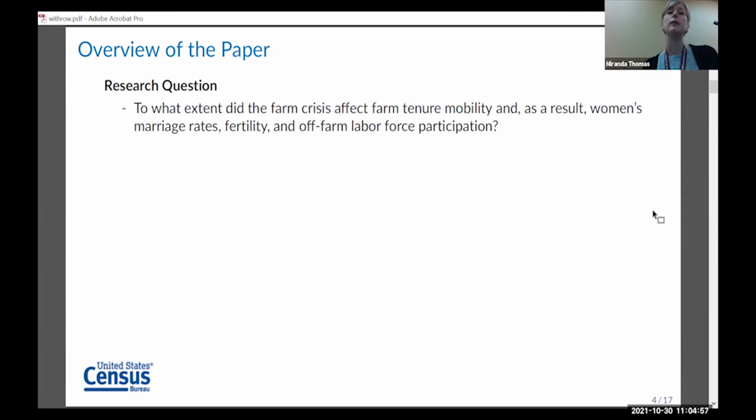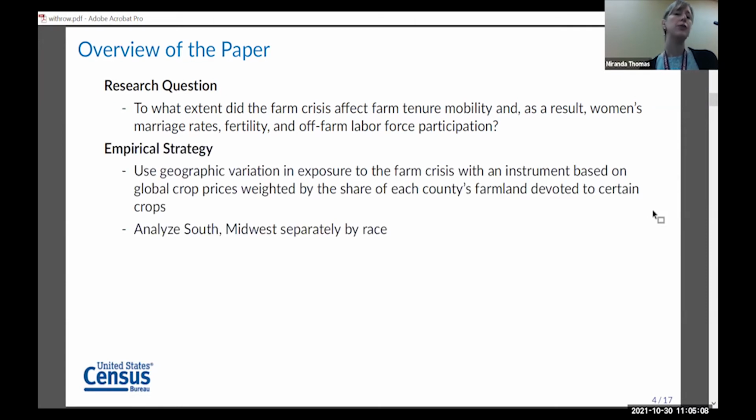Specifically, this paper asks, to what extent did the farm crisis affect farm tenure mobility, and as a result, women's marriage rates, fertility, and off-farm labor force participation? I use geographic variation in exposure to the farm crisis with a shift-share instrument based on global crop prices weighted by the share of each county's farmland devoted to certain crops. I analyzed the South and Midwest separately by race, recognizing that there are both regional and racial differences in farm tenure mobility during this time and still.